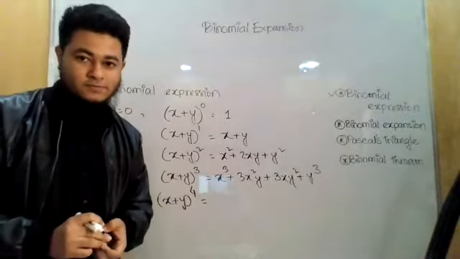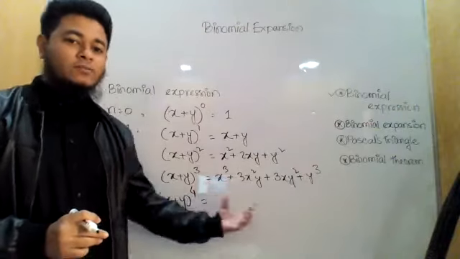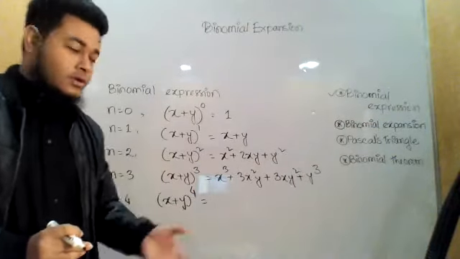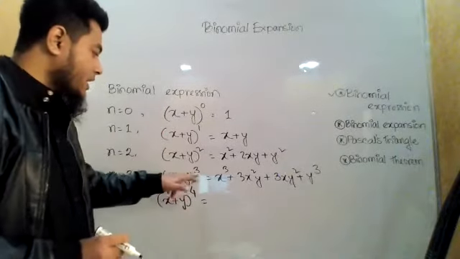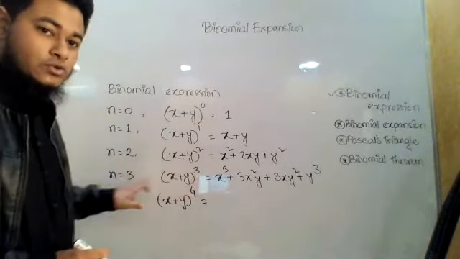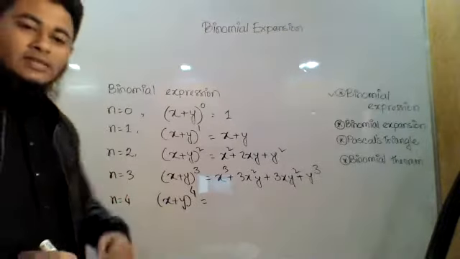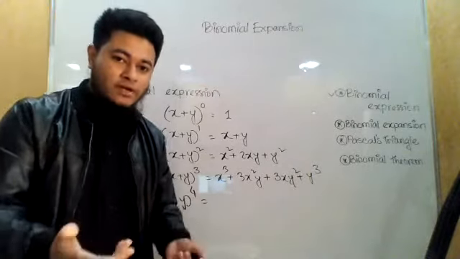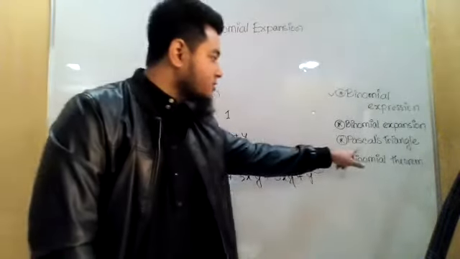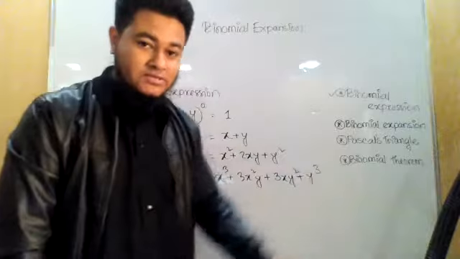No, sir, because we did not learn any formula for this, right? The formula that we learned allows us to expand up to n equal to 3. But if I go beyond that, then I cannot do it. So I have to learn something new to do it, right? That brings me to the next topic, that is Pascal's triangle.